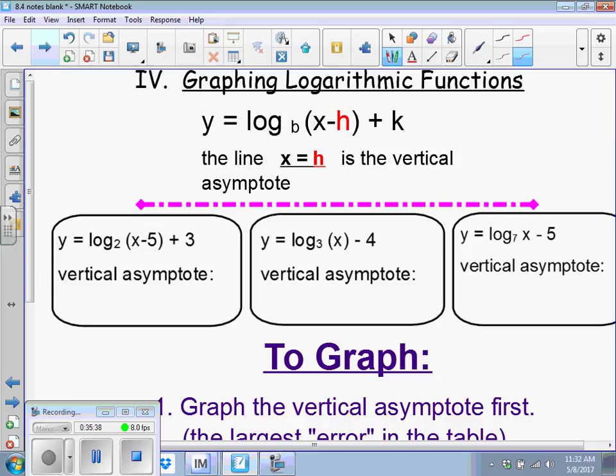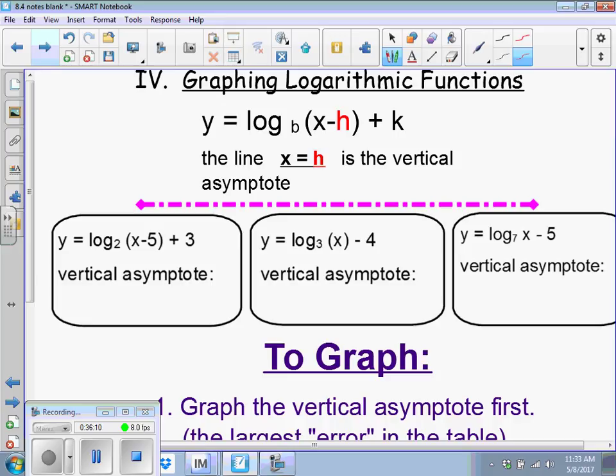Your vertical shift is irrelevant for this. It doesn't matter if it got shifted up or down. That doesn't affect your asymptote. Now, exponential functions have a horizontal asymptote. It has a flat line, right? Logarithms have a vertical asymptote. It has an invisible wall that the graph will not cross.